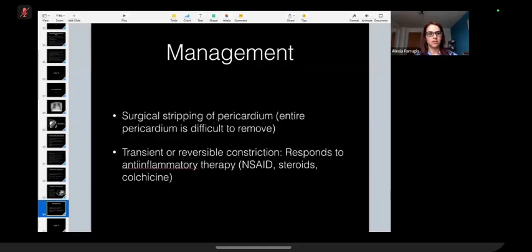So the management of constrictive pericarditis is by surgical stripping of the pericardium. But in most patients, especially if it's post-MI or post-infectious, they're given a trial of anti-inflammatory therapy, NSAIDs, steroids, and colchicine to see if it improves at all. Otherwise, they would go to surgical stripping as well, but this is quite a difficult process. That's my understanding.